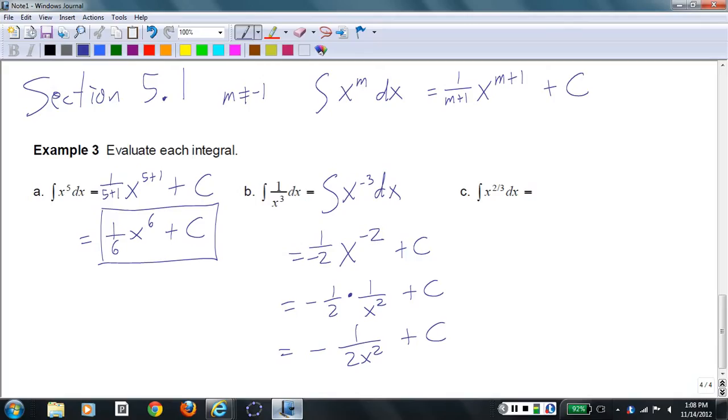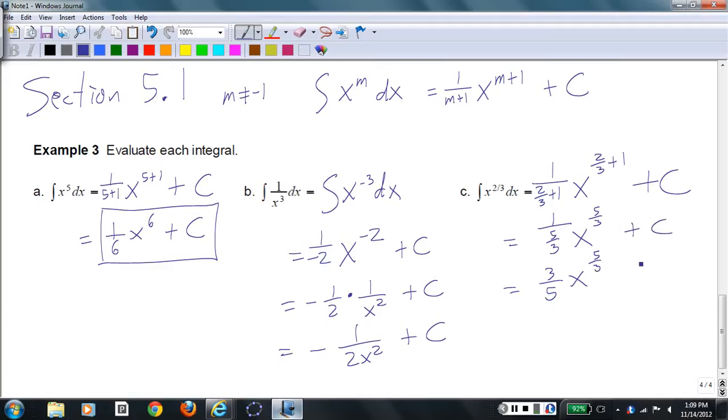The last one, x to the 2/3, add one to the exponent, x to the whatever 2/3 plus 1 is, and then divide by whatever 2/3 plus 1 is. Tack on the constant of integration plus c. So let's figure out what 2/3 plus 1 is. 2/3 plus 3/3 is how many thirds? 5/3. So we're actually dividing by 5/3, and that's equivalent to multiplying by 3/5. So this is 3/5 x to the 5/3.